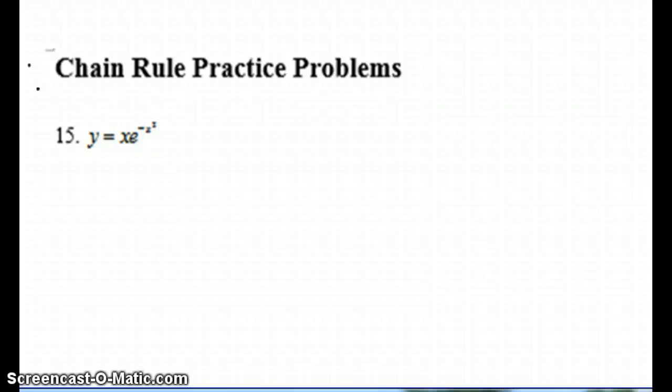Here we go with some more chain rule practice. I believe we did 15 and 19 in class, so I'm going to breeze through them kind of quickly. Press pause if you want to try the problem, then press play to see the solution.